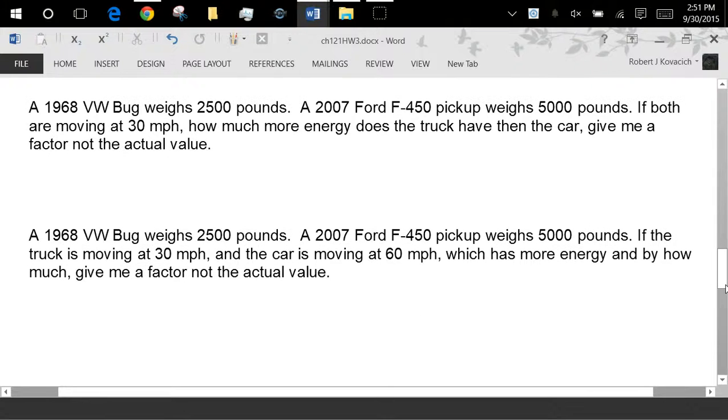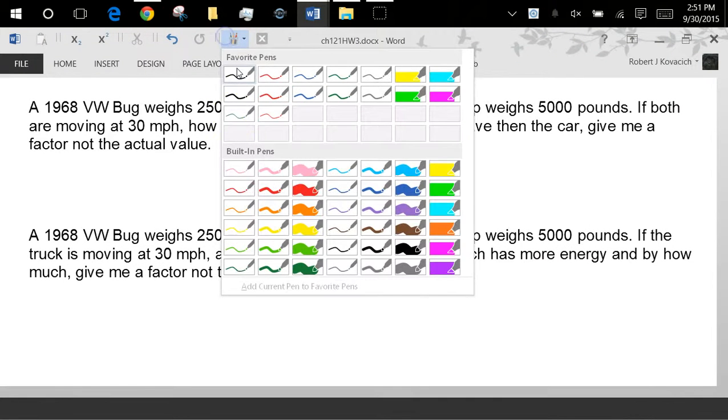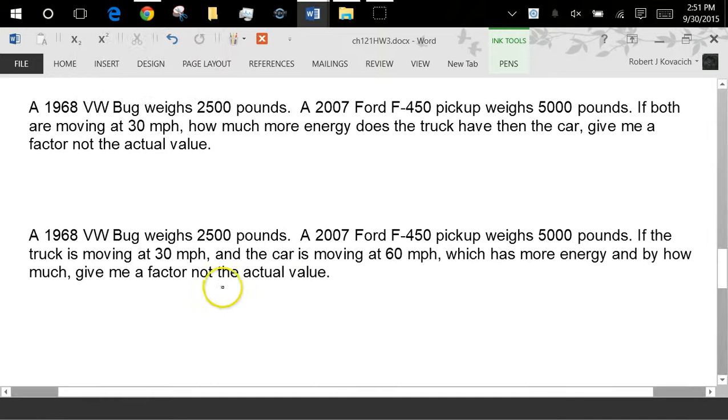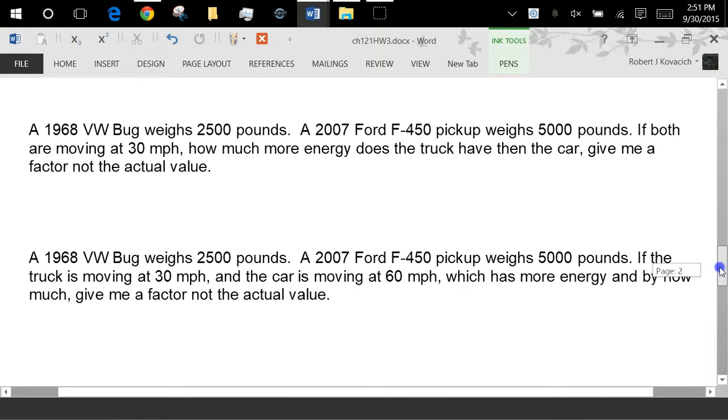I wasn't looking for actual numbers. I just wanted you to tell me how this is going to work out based off of the multiples or the factors with this. So what do I mean by that? Twice as much and 4 times as much. Yeah. Okay, so if I'm talking about kinetic energy, right?